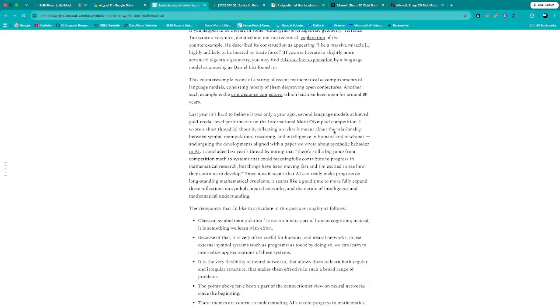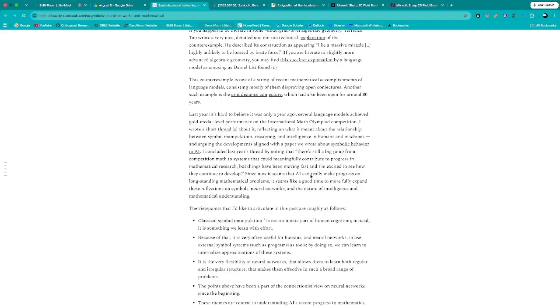And thinking about how AI uses symbols, and of course mathematics is a lot of symbolic processing. I concluded last year's thread by noting that there's still a big jump from competition math to systems that could meaningfully contribute to progress in mathematical research, but things have been moving fast and I'm excited to see how they continue to develop. So that was last year in the thread on this paper.